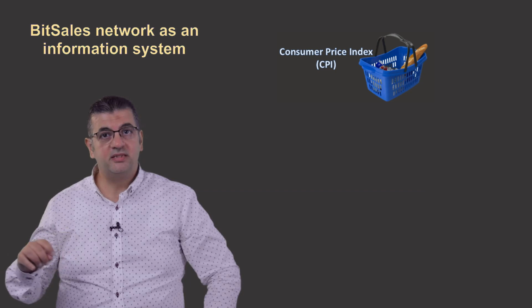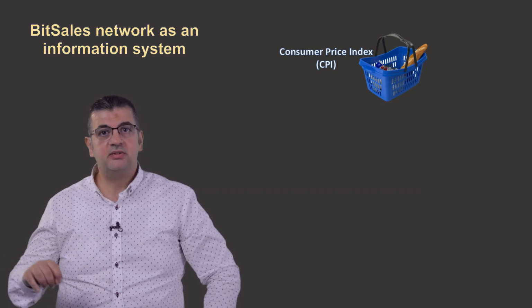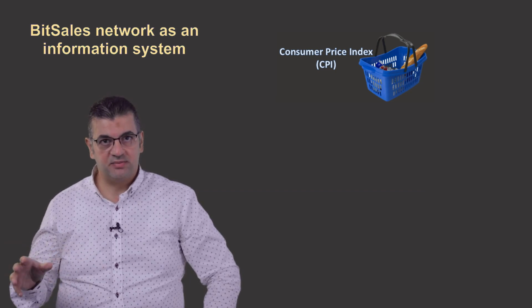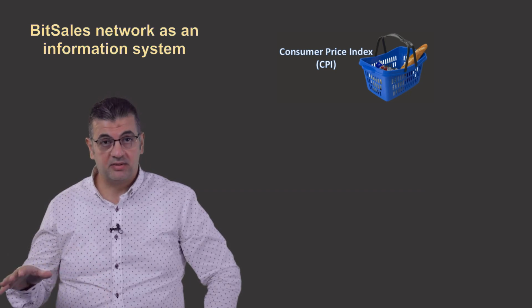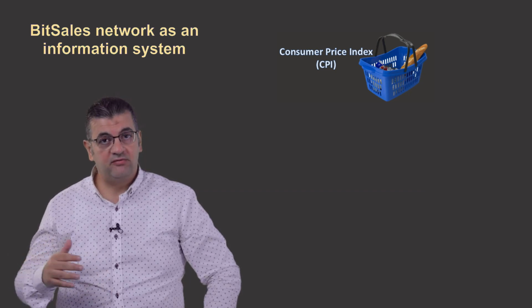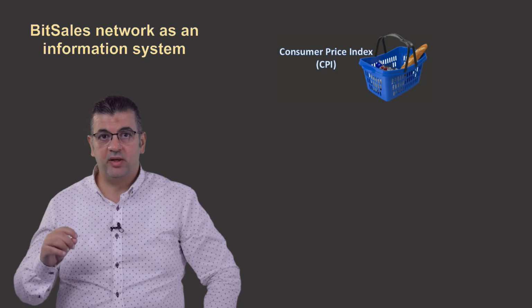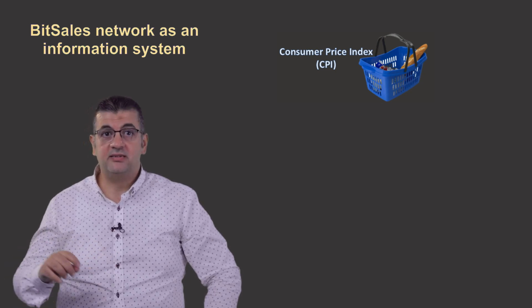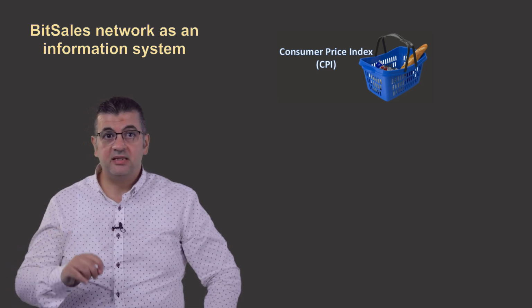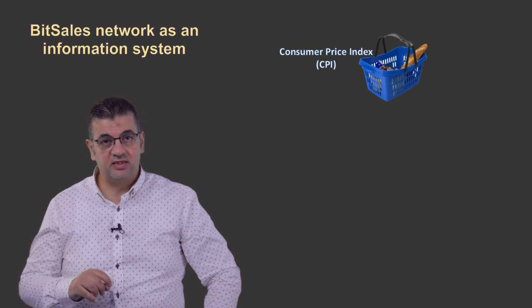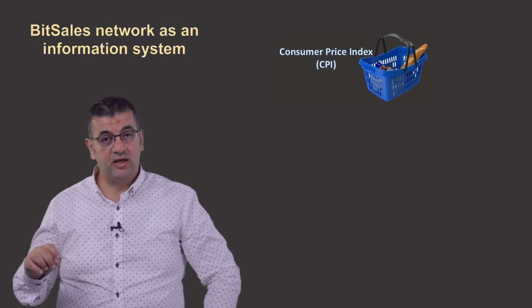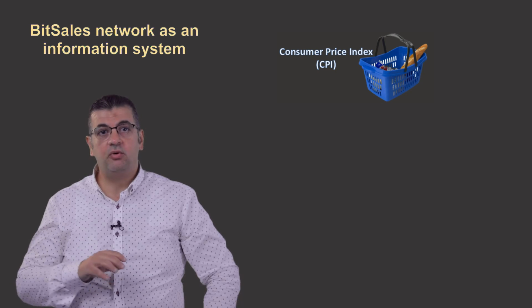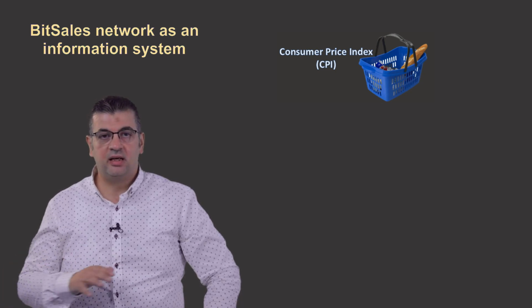Of course, all this information is encrypted, and all the identities of the sellers, the customers, and the brands are anonymous. Here, we can calculate our inflation rate in the most accurate way we can imagine. We can calculate the consumer price index not based on a basket of goods and services, but BitSales network will provide comprehensive information for all what has been sold in the entire economy.